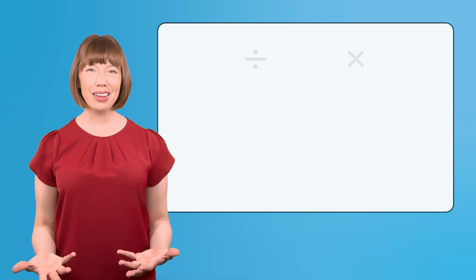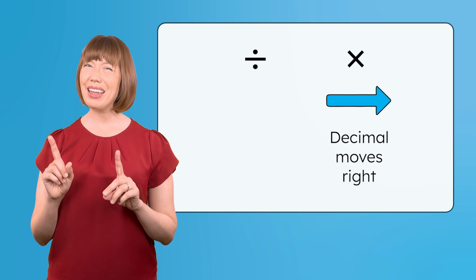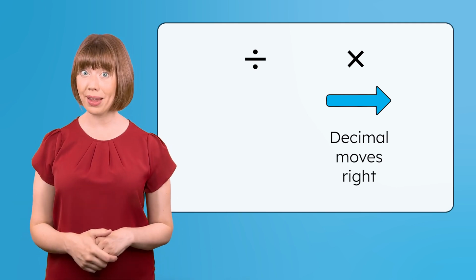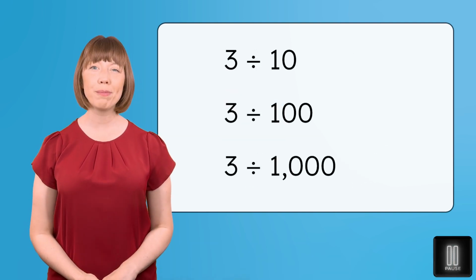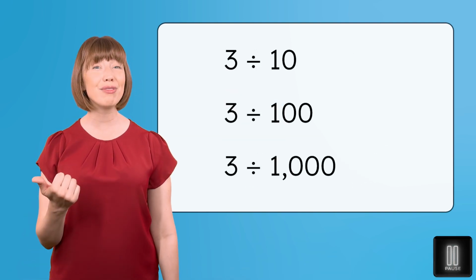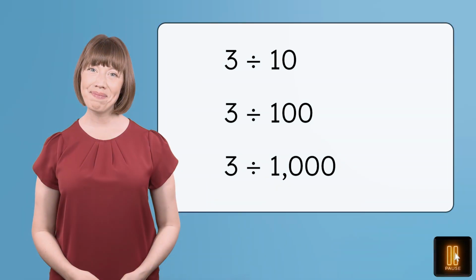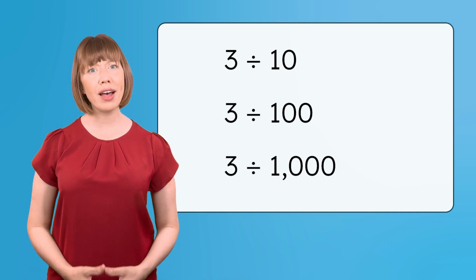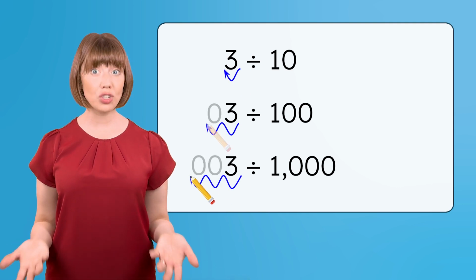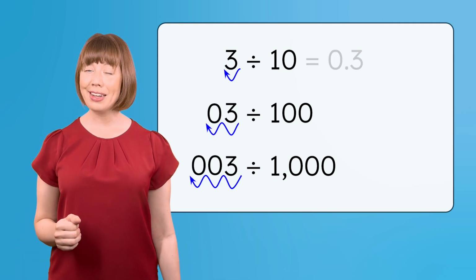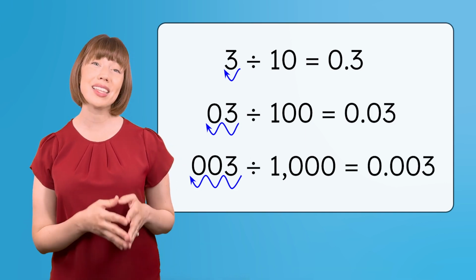Following this same pattern, what do you think will happen to the decimal when we divide? Well, if the decimal moved to the right when we multiplied, it should do the opposite, move left when we divide. Pause here to complete the table by shifting the decimal to the left for each power of 10. How did you do? If we divide 3 by 10, 100, and 1,000, the decimal does shift to the left for each power of 10, leaving us with 3/10, 3/100, and 3/1000.